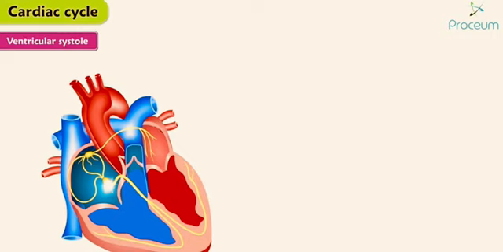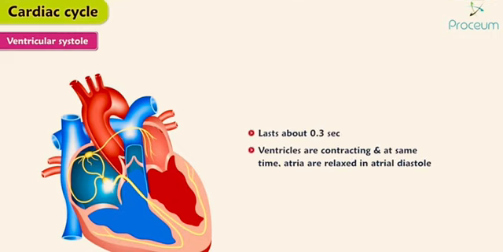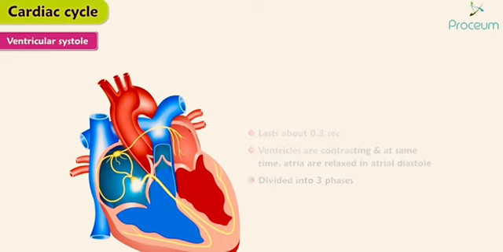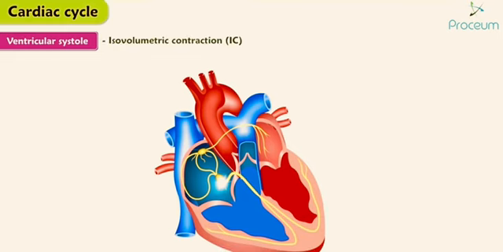Second is ventricular systole. This is the contraction of the ventricle, and the pressure in systole. It lasts about 0.3 second. When the ventricle is contracting, at the same time the atria are relaxed.